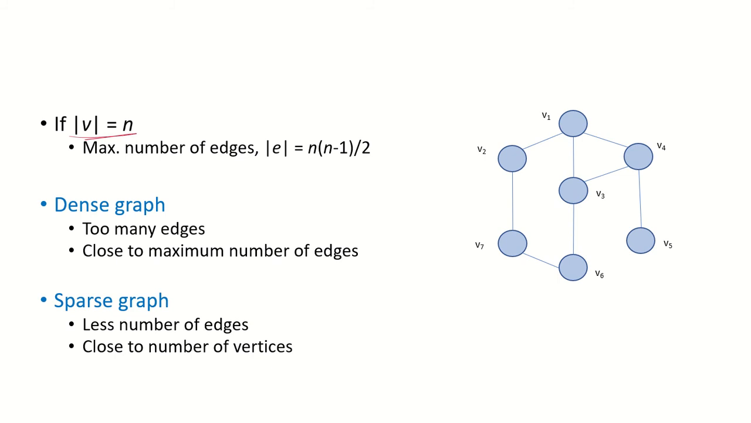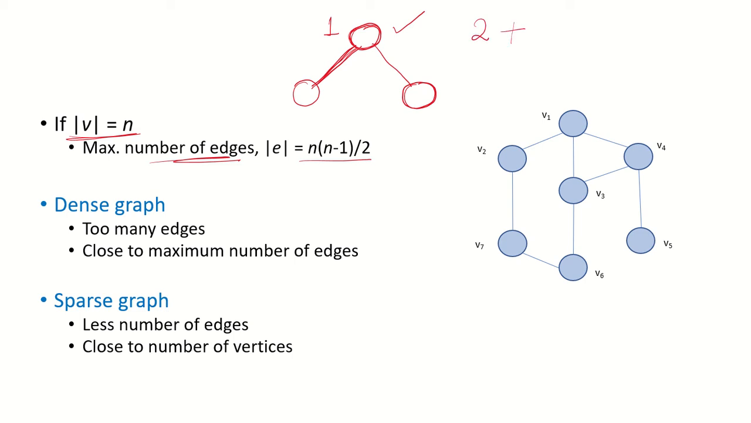If we say that the number of vertices is n, then the maximum number of edges can be n into n minus 1 by 2. Why is this? Suppose, let's see, there are 3 vertices over here. So from this vertex, there can be 2 edges at the most, which are going to the other 2 vertices. So for this node, there are 2 edges.